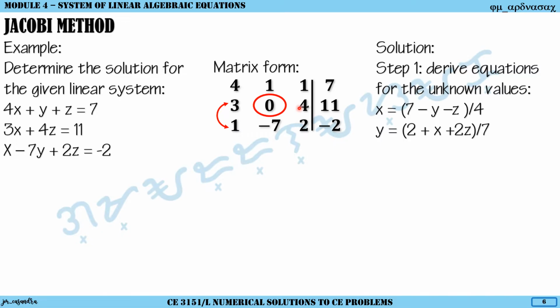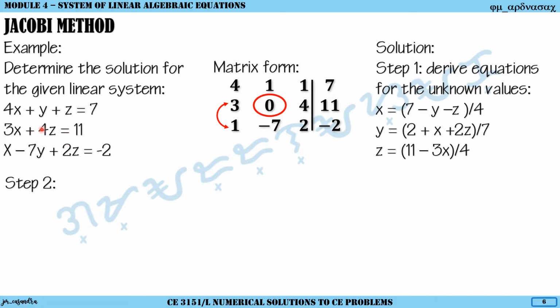So z will now be equivalent to 7 minus 3x all over 4. So this will be our working equations for our iterations. For step 1, you derive or rewrite your equations for the unknown value. For the first equation, we'll solve the first variable. The second equation will solve the second variable. And the third equation will now solve the third unknown.